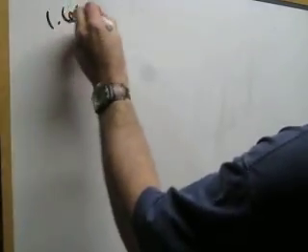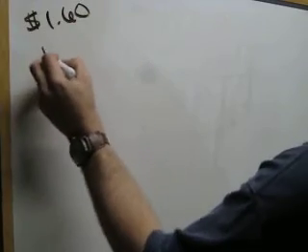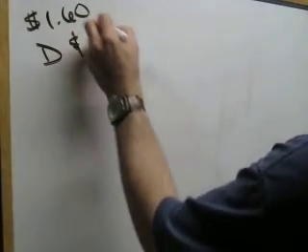Same thing with example 6. So example 6 says Diane has $1.60 in dimes and nickels. And I won't get done with this whole thing in the time we have, so we'll shut this video off in a minute here and do a 5.6b. But anyway, she's got $1.60 in dimes and nickels.